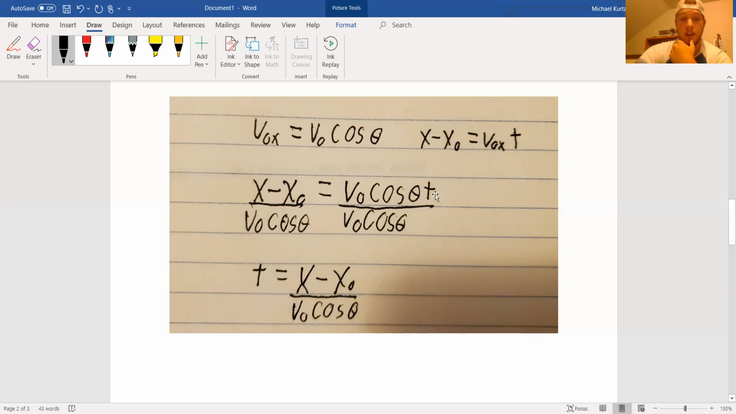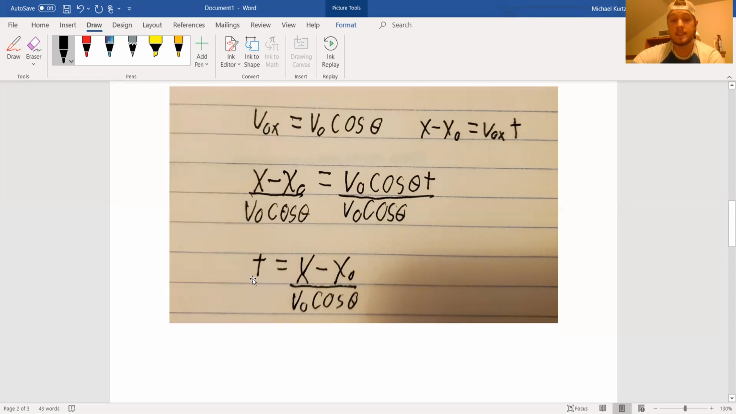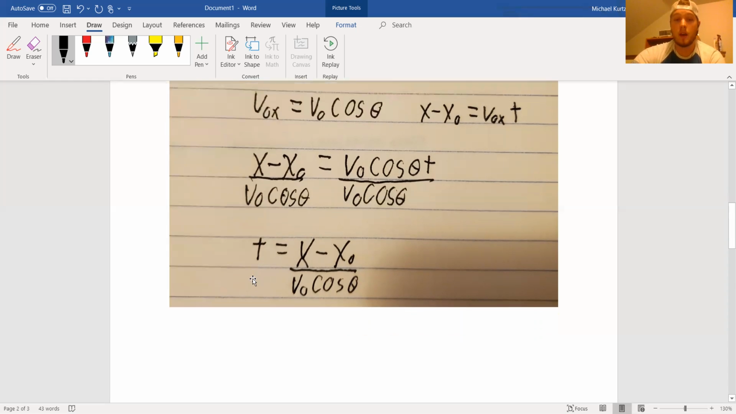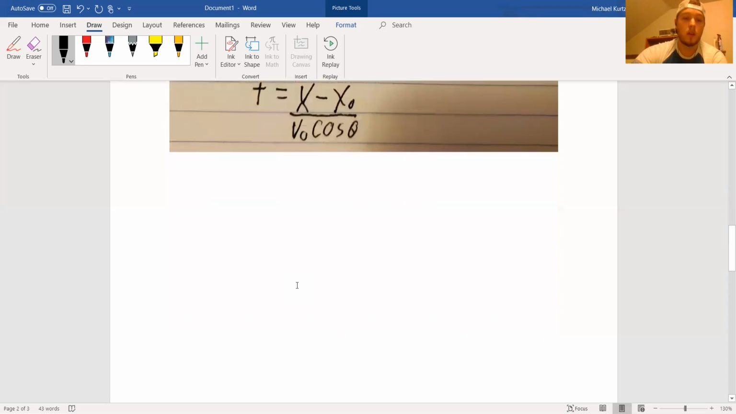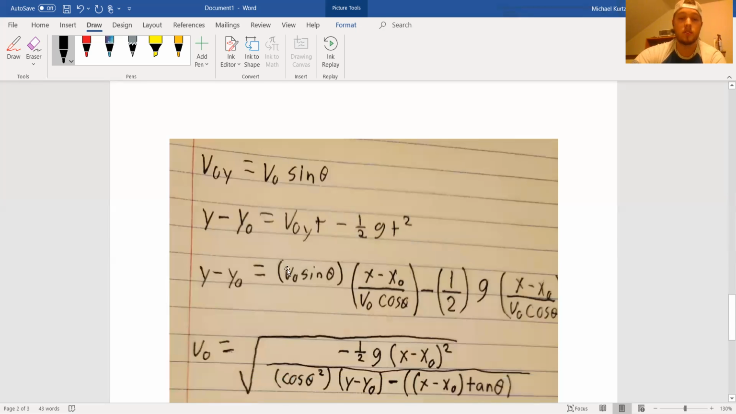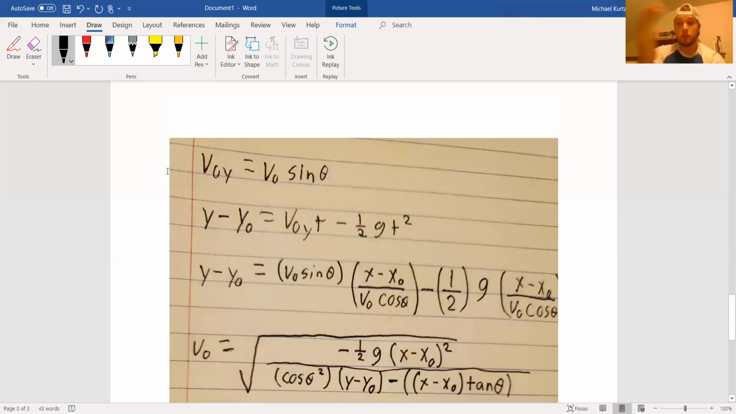Now we want to solve for time. In order to solve for time, we need to divide both sides by the initial velocity times the cosine of our given angle. We divide both sides here and we get time equals the final distance in the x direction minus the initial distance in the x direction divided by our initial velocity times the cosine of theta. Now, we need to save this for later because we will be inputting it into another equation. So here we start off with another equation which we will begin to work out in order to solve for our initial velocity. Trust me, we're getting there.